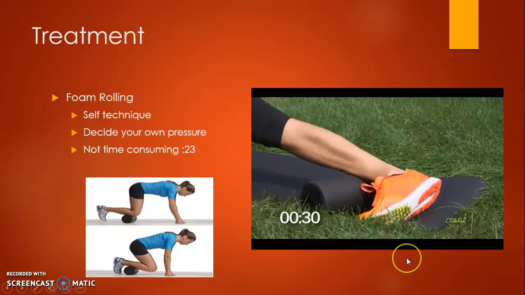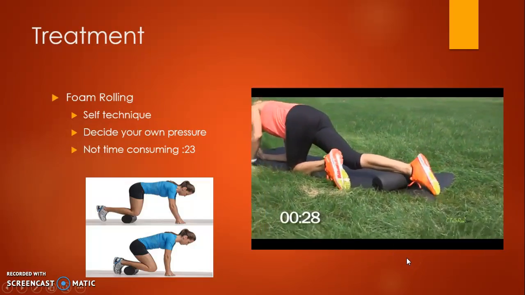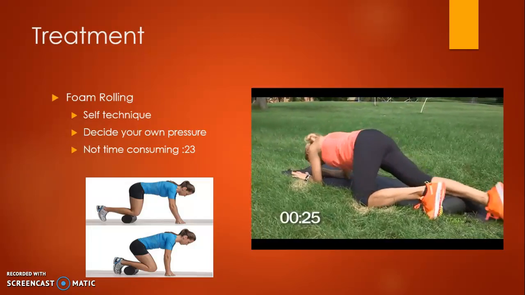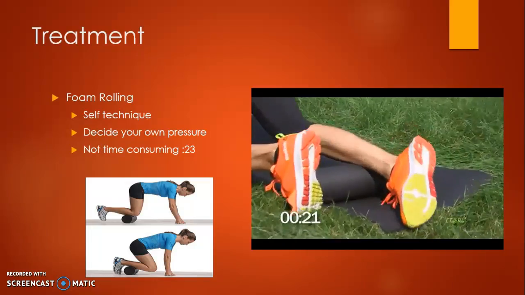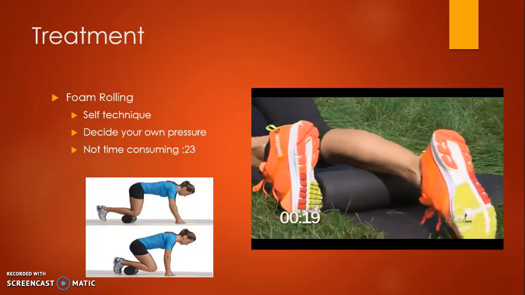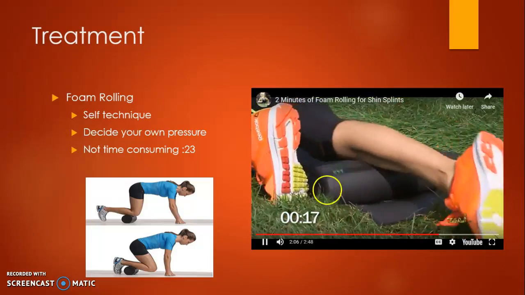And you can roll on the front, which again would be really helpful for shin splints, but you don't want to necessarily focus on staying on the bone because that's not helpful. You want to focus on staying on the muscles around the bone.